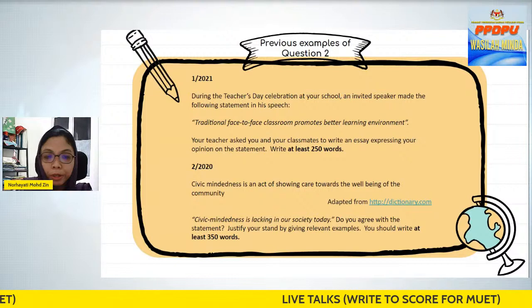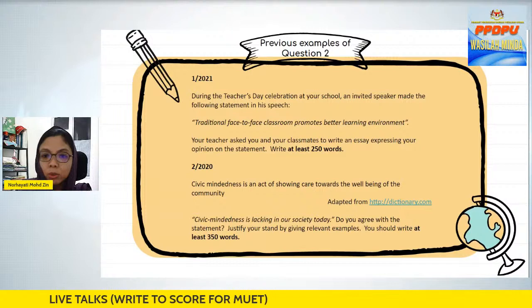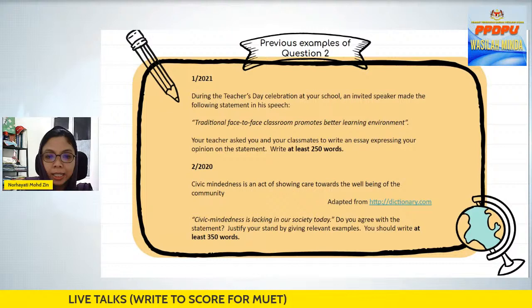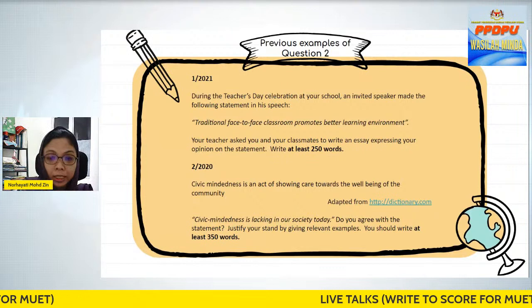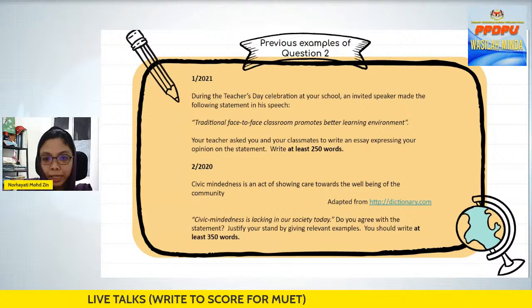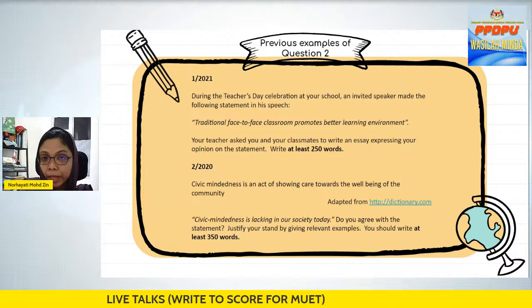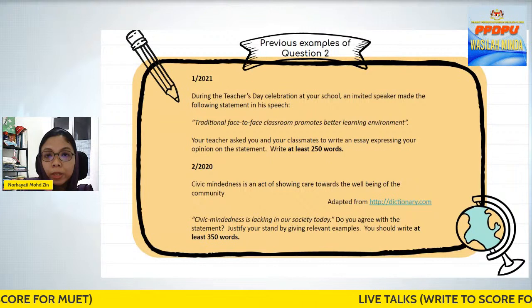So look at this second example. This is from previous years, yeah? "Civic-mindedness is an act of showing care towards the well-being of the community." That is actually a statement from a website, yeah? And the real question is: "Civic-mindedness is lacking in our society today." So that is the statement. Do you agree with the statement? Justify your stand by giving a relevant example. You should write at least 350 words. This is the old format, yeah, 350 words. Now we only need you to write 250 words, but remember, you only have 50 minutes, okay?